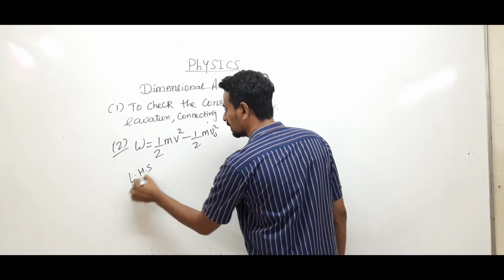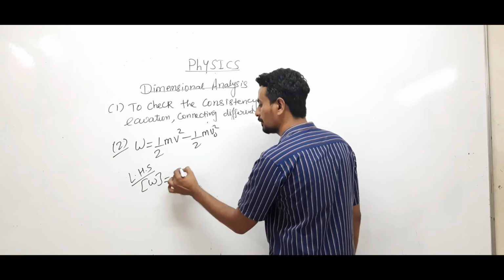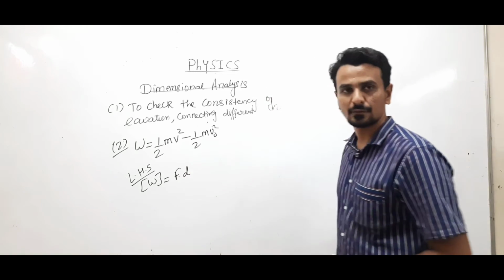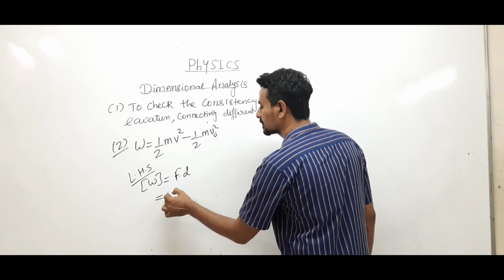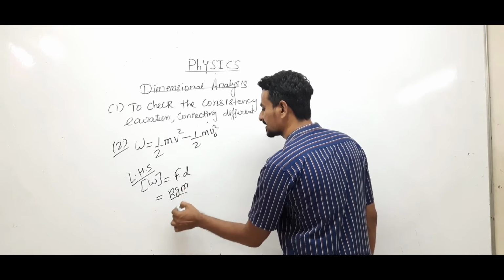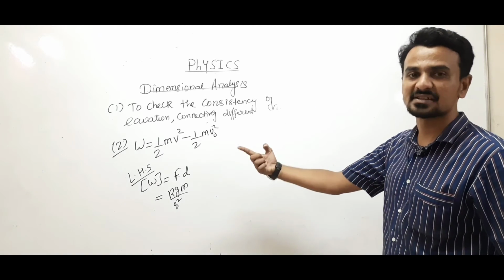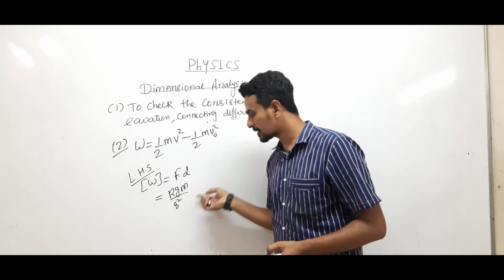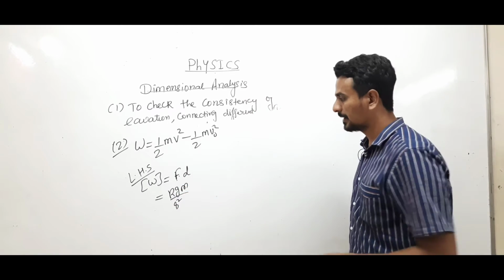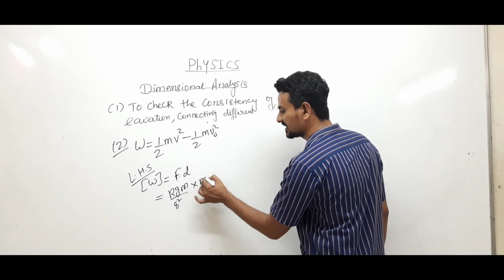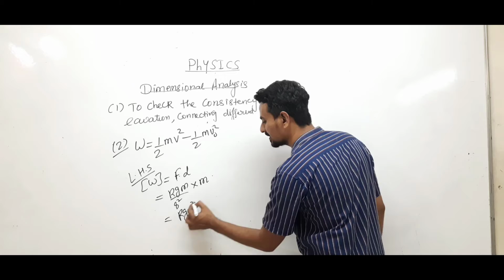First LHS. Work done. What is the formula to calculate work done? Force into displacement. Clear? So the unit of force will be kilogram meter per second square. This unit was already obtained in the lecture on dimensional formula. We have studied how to obtain the unit of this physical quantity. Force into displacement, that means it is in meter. So ultimately the unit comes out to be kilogram meter square by second square.